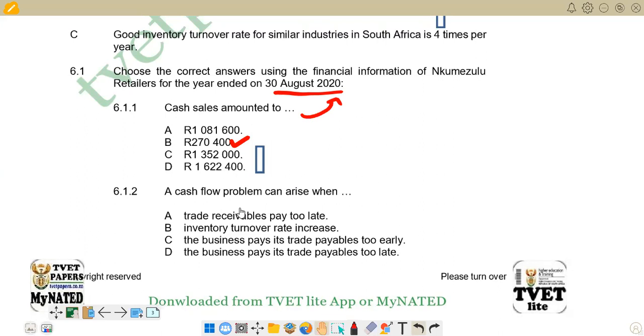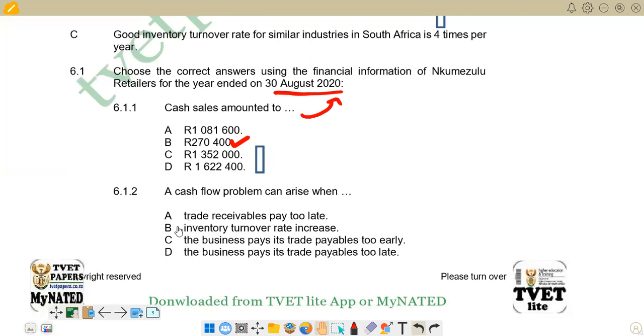So we are facing some problems. So that is the explanation that is needed there. If you go through the answers, you will see that A is the most appropriate, which reads trade receivables pay too late. Trade receivables, remember, are those customers that we are selling goods to on credit. If they pay late, it means you're going to receive the money late. During the period that we don't have the money, they haven't paid, we are going to face some problems and it becomes a cash problem.